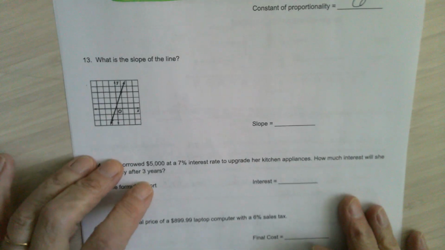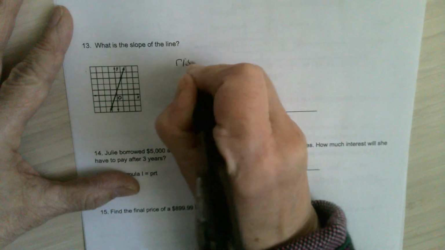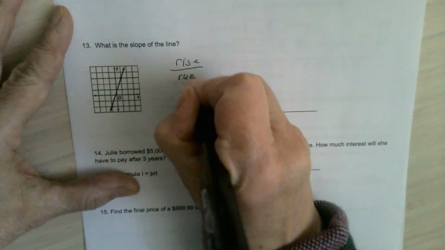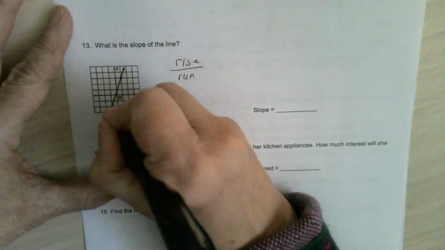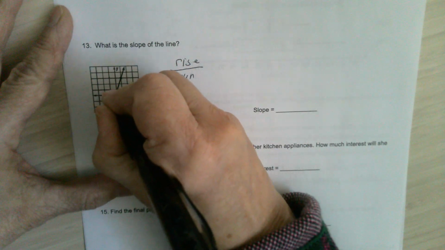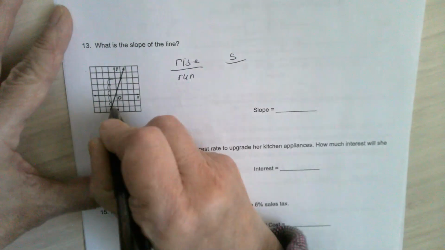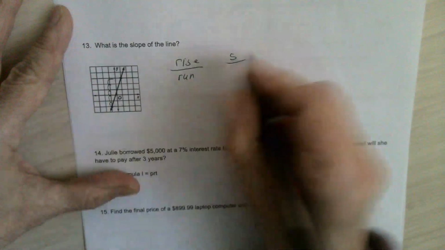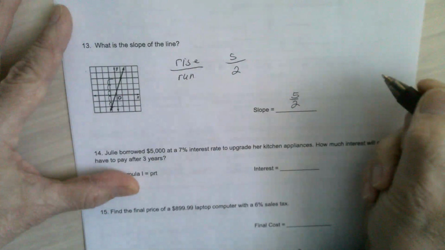Yes. What is the slope of the line? Here, again, they don't have any numbers. So without the numbers, you will just count them as 1. Rise over run. So the vertical distance from here to here, 1, 2, 3, 4, 5. The run from here to here is 2. So the slope is 5/2. Okay?